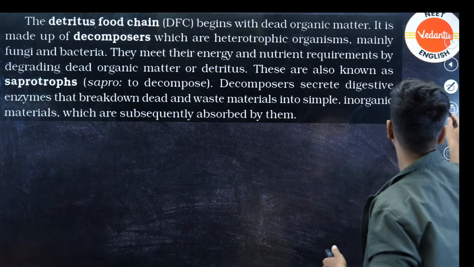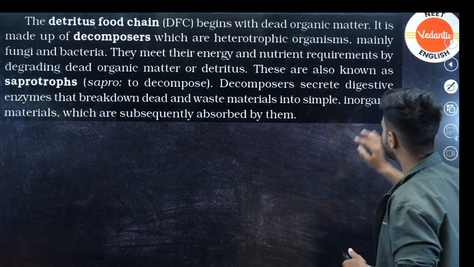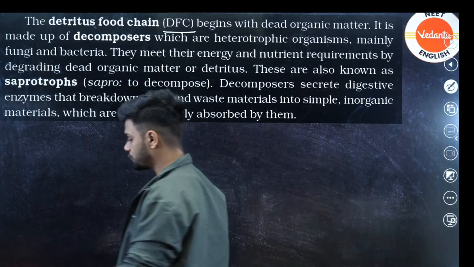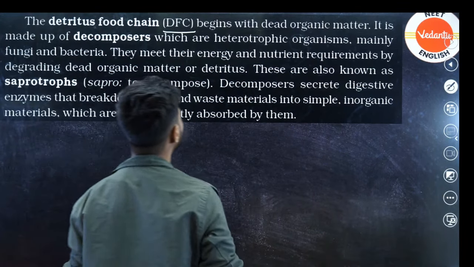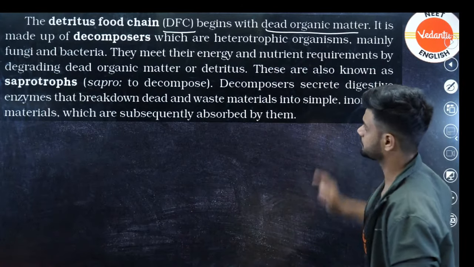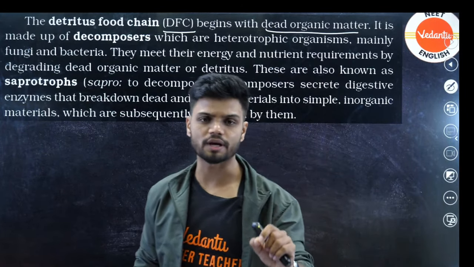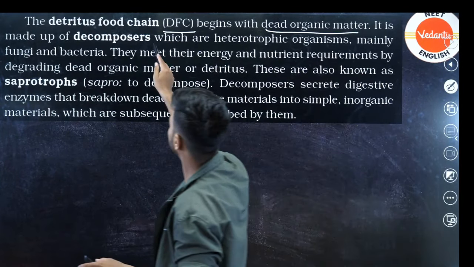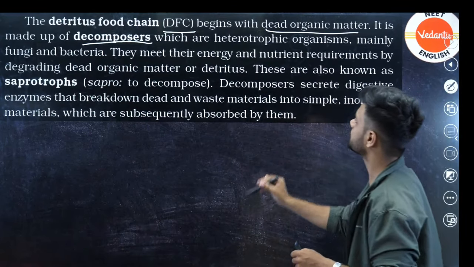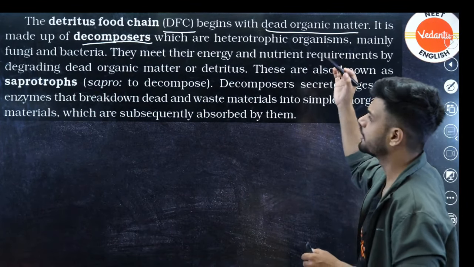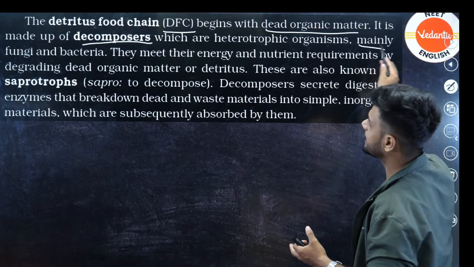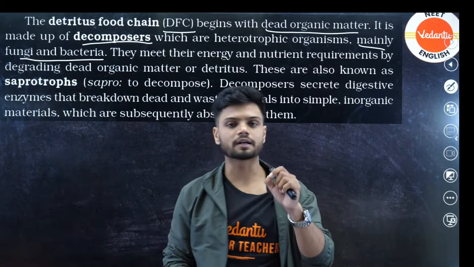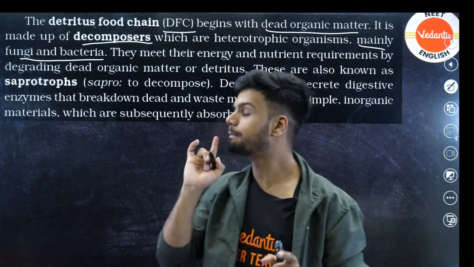Now, listen to me very, very carefully. A detritus food chain, also called DFC, begins with the dead organic matter. In the case of detritus food chain, it is starting with dead and decaying matter. It is made up of decomposers, which we already know are heterotrophic in their mode of nutrition, saprotrophs, mainly fungi and bacteria.